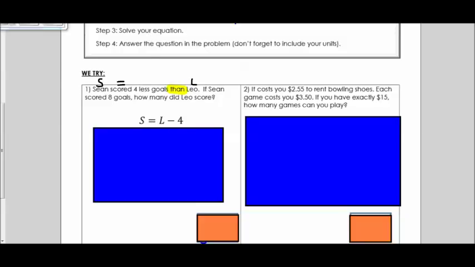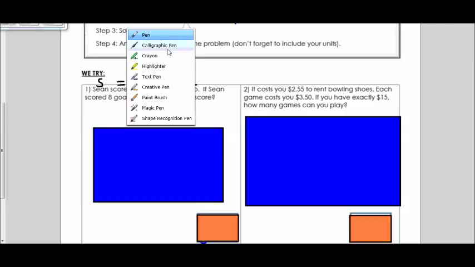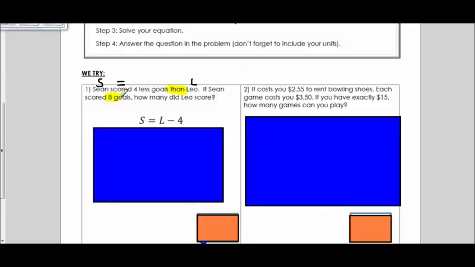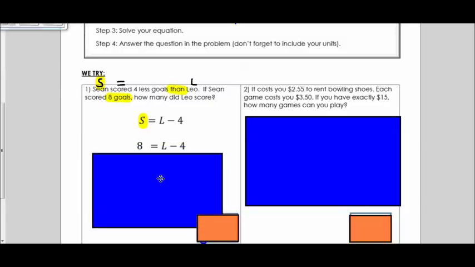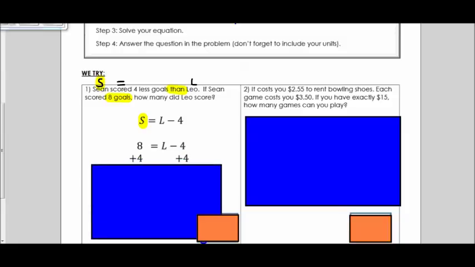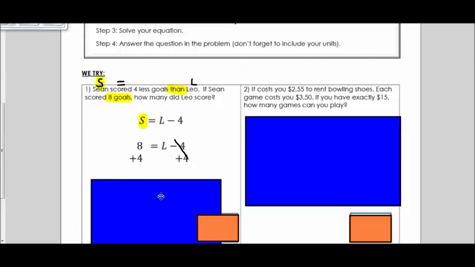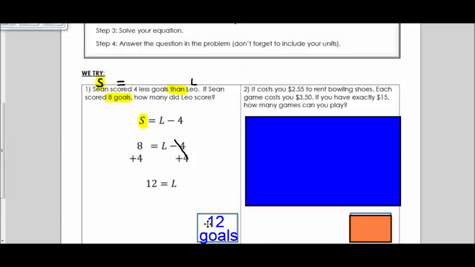But then they told us how many goals Sean scored. So instead of S, we're going to put in 8 goals for Sean, right? Because Sean scored 8 goals. So instead of this S, we're going to change that to an 8. Then from there, we just have a one-step equation to solve to figure out how many Leo is going to score. So since this is minus 4, we're going to add 4 to both sides to cancel out these 4s, and we get L is equal to 12. So then our final answer here, we have 12 goals. We're going to put units on our answer.